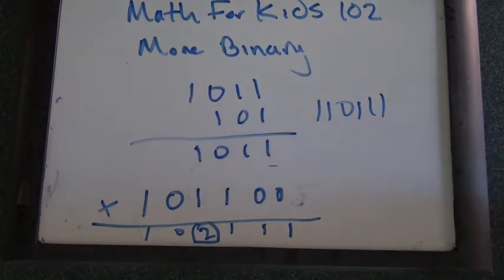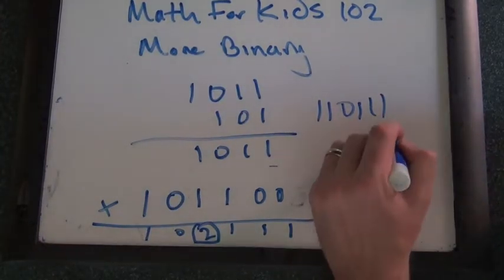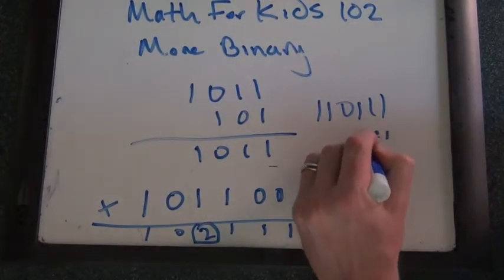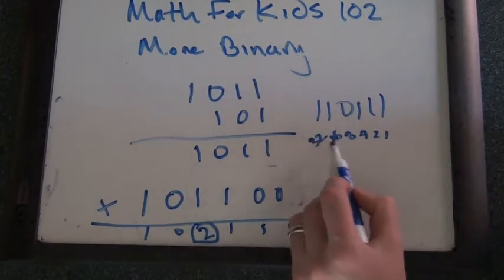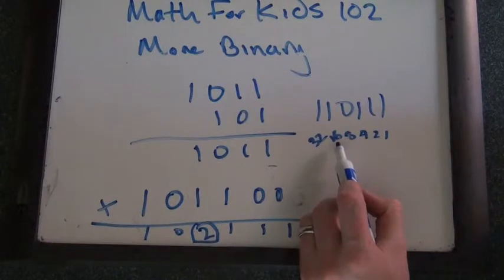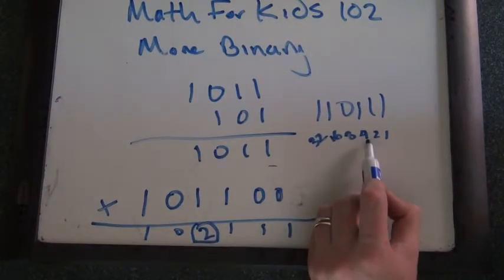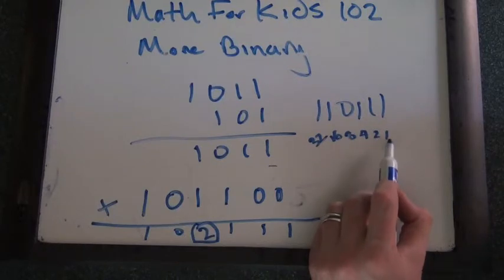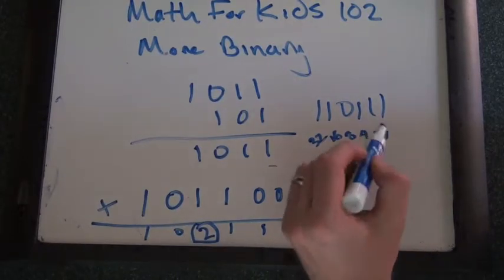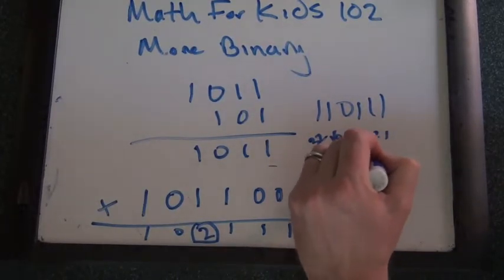Okay, and let's just check before we turn the camera off. This is the 1's digit, 2, 4, 8, 16, 32. So this is 32 plus 16, which is 48. Plus 4, which is 52. Plus 2, which is 54. Plus 1, which is 55. Okay, so we just got a number that was 55.